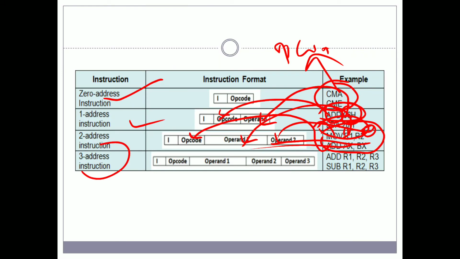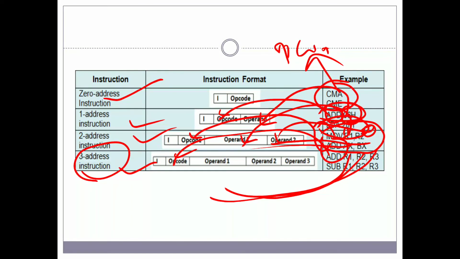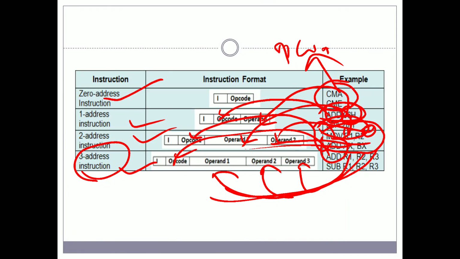Now, three address instruction means there are three operands present. Add R1, R2, R3. Add is the opcode. R1, R2, R3 are the first operand, second operand and third operand. Similarly, in SUB R1, R2, R3, sub is the opcode and R1 is the first operand, R2 is the second operand and R3 is the third operand. So it is a three address instruction.